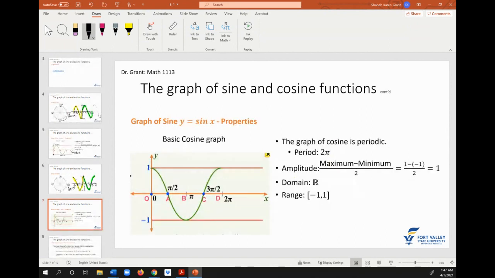So here we see that the period is going to be 2 pi. From 0 to 2 pi, that's the shape that's being copied and pasted. Again, your amplitude is the same. It's going to be 1. Our domain is still all real numbers, and our range is -1 to 1.